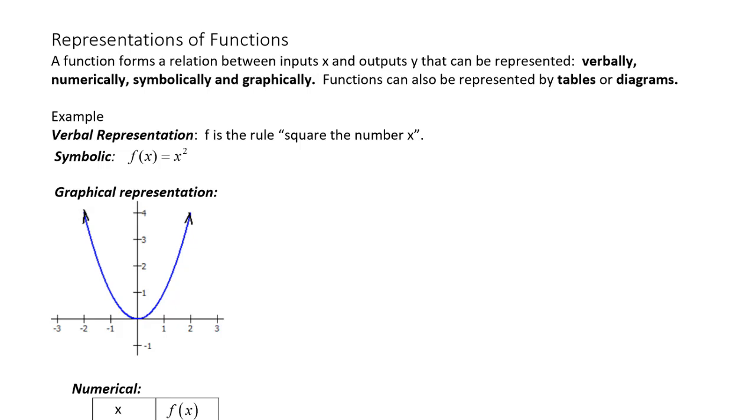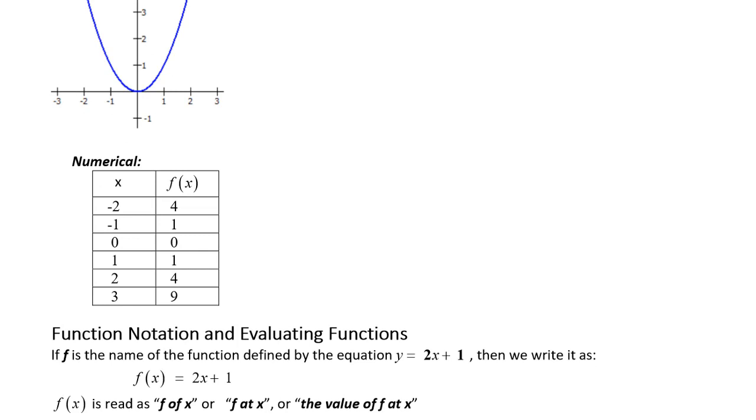Now let's look at some representations of functions, comparing that with f is a rule, square the number x. The symbolic representation would be f of x equals x squared, and the graphical representation is this parabola. It's a kind of U-shape graph with lowest point, minimum, at (0, 0) on an xy axis. We can also look at a numerical representation as a table of values. So you will see all these different representations or forms when you are working with functions.